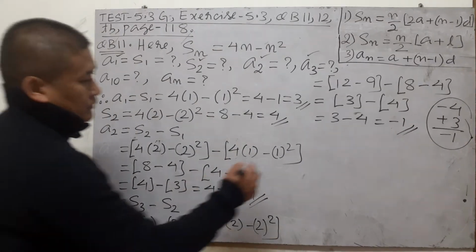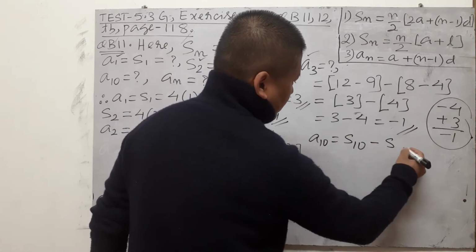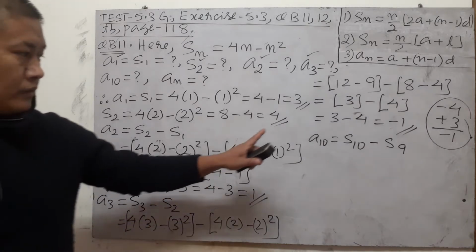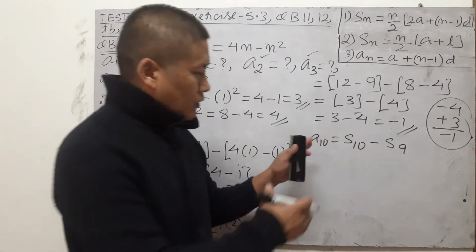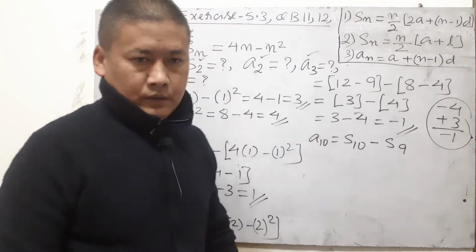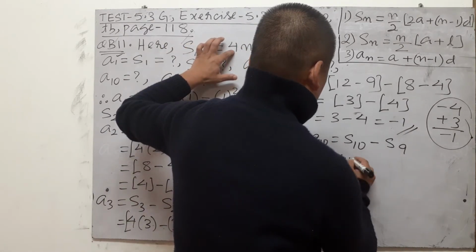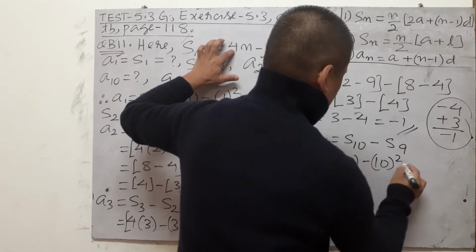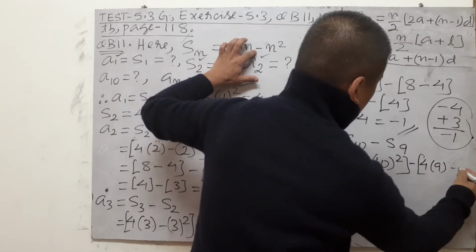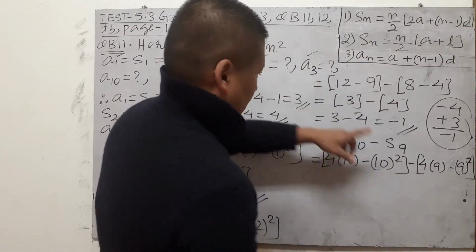Similarly, let's go to the 10th value. It will be the sum of all the 10 terms minus the sum of all the terms up to the 9th term. Just like A3 is S3 minus S2, A10 will be S10 minus S9. Sum of all the terms up to the 10th term minus sum of all the terms up to the 9th term leaves behind the 10th term value, right? Common sense also tells us that. So following this formula, Sn equals 4 into n, now 10, minus 10 square. This is the value for S10 minus 4 into 9, because your n is now 9, minus 9 square, because n square here, n is 9.